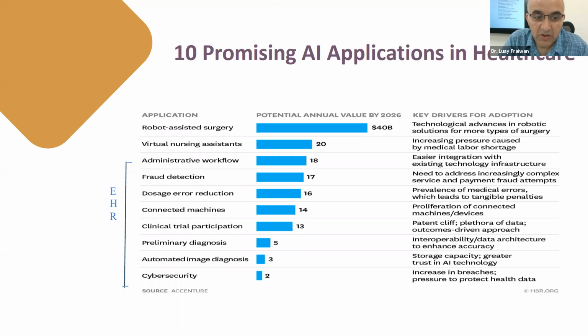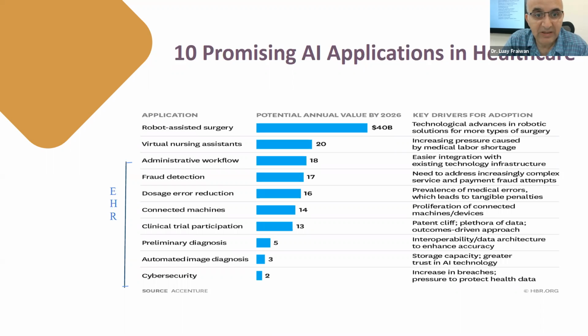Fraud detection, error reductions, okay, it means a lot of errors will happen with dosage. For example, if we have an automated system, it will check the dose before you deliver it. That's also good. That's an AI system. We may have some connected machines, okay, like all the machines now. If you go, I'll give a good example.